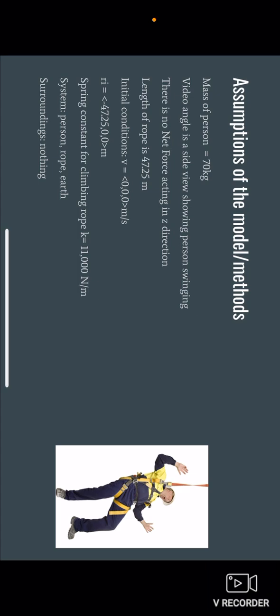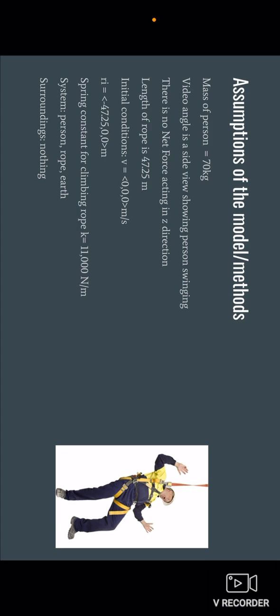The assumptions of the model were that the person weighs 70 kilograms. We used this just because it was the average weight of a person. The video angle keeps changing, but for the most part, it's a side view and a head-on view. There's no net force acting in the z direction, is our assumption. The length of the rope was around 47 meters.